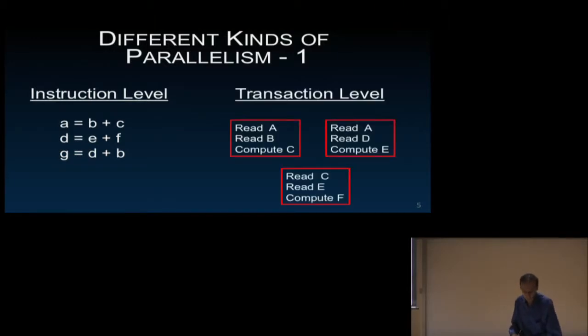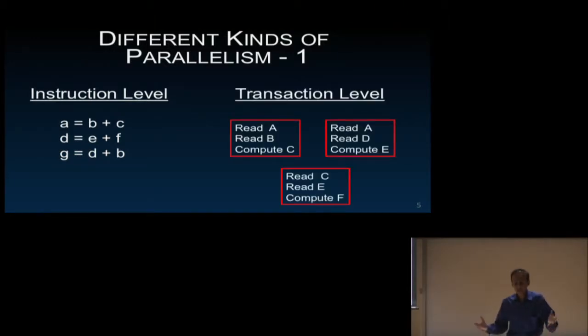So at the instruction level, you think about registers, and you think about perhaps running these first two instructions up there in parallel, but the last instruction uses the result of the second one, the D variable, so that has to be run in series. So that's instruction level parallelism.